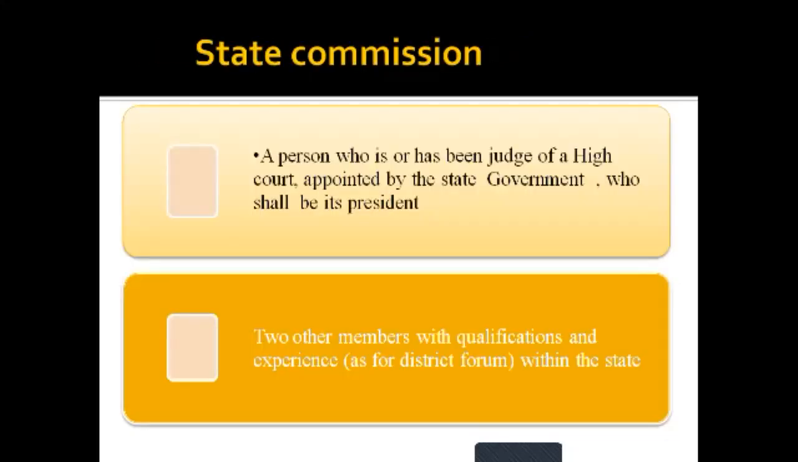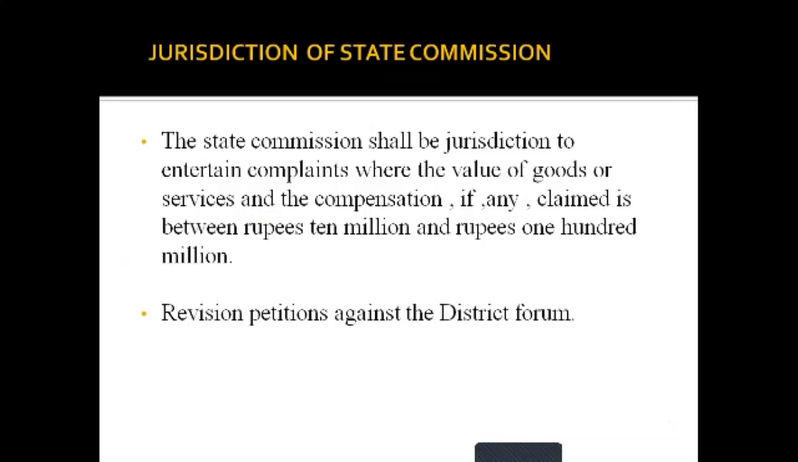Then the state commission. Now again, the state commission consists of 3 members. The first person is a person who has been a judge of a high court, appointed by the state government, and who shall be its president. Then there are 2 other members with the same qualification as I told you for the district commission, and they are from within the state. Then the jurisdiction of the state commission involves complaints where the value of goods or services and compensation, if any, claimed is between 10 million and 100 million rupees.